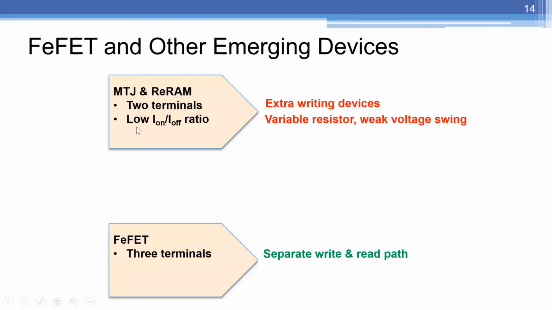And also due to the low on-off ratio of the MTJ and the ReRAM, these two devices are actually working as variable resistors, achieving a weak voltage swing in the circuit, while the FeFET can achieve as high on-off ratio as CMOS. Therefore, it is used as a switch, achieving the full voltage swing. It does not need the extra writing devices.